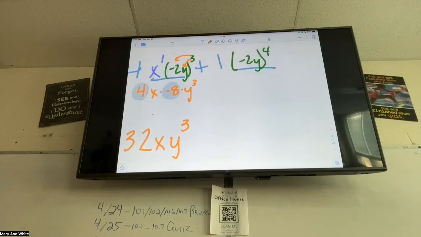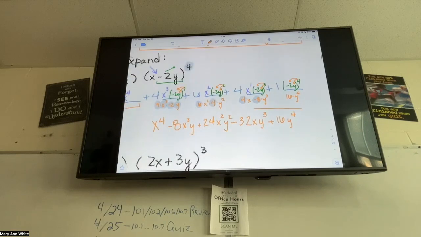And then last, I need to raise to the fourth power -2 and y. -2 to the fourth, is that 16? Yeah, I think so. And then it's positive because anything to an even exponent is going to stay positive, and then it'll be y to the fourth, so plus 16 y to the fourth. Whew.